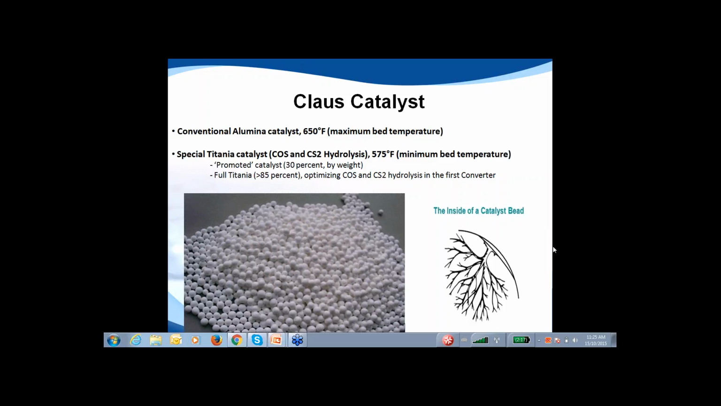There are typically two catalyst types that are employed in our SRU. One is alumina catalyst, and the second is a special Titania catalyst. The alumina catalyst is excellent. It is cheaper than our specialized Titania catalyst. However, there is one drawback.